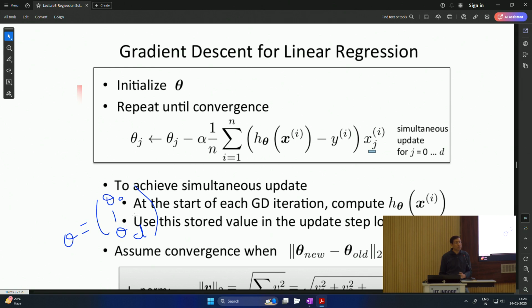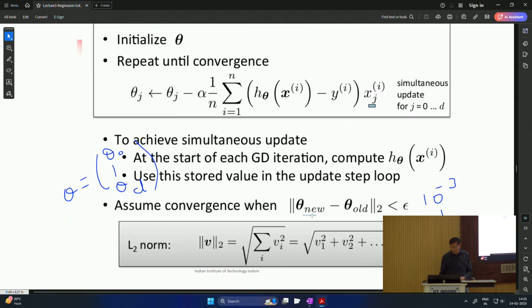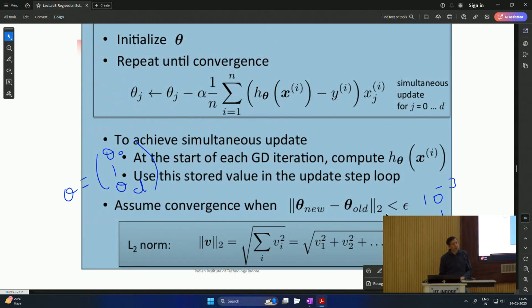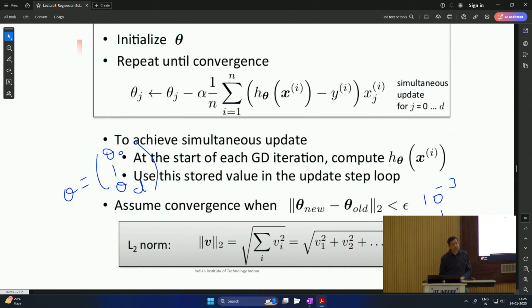What is the 2 norm of a vector? It is the square root of the sum of squares of elements. So norm of x squared is nothing but x1 squared plus x2 squared plus up to xd squared. So what we'll do here is take the difference between theta at the new step and the old step. These are all vectors. Find that 2 norm. If its value is less than some value, let's say epsilon, 10 to the minus 3, you stop. The norm is written here.